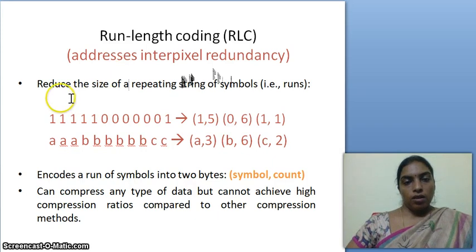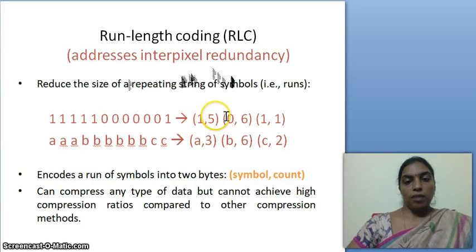Now, that can be reduced by reducing the size of a repeating string of symbols. If you see the example, here is the message: 1111100000001. Just count, repeated data is there. How many ones are there here? 5. What is the value? 1. 1 is repeated 5 times. Now 0 is repeated 6 times. And 1 appears 1 time.